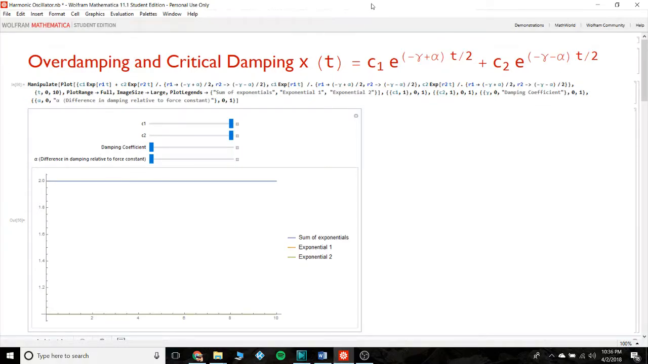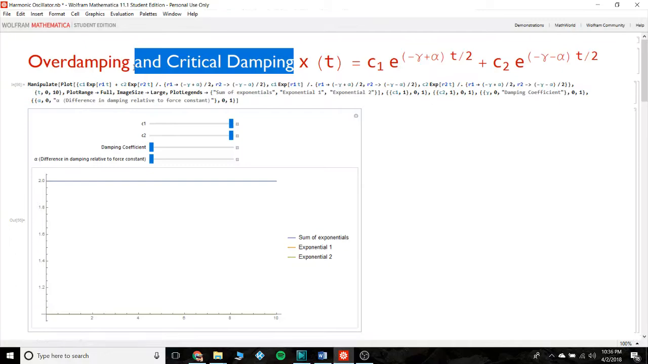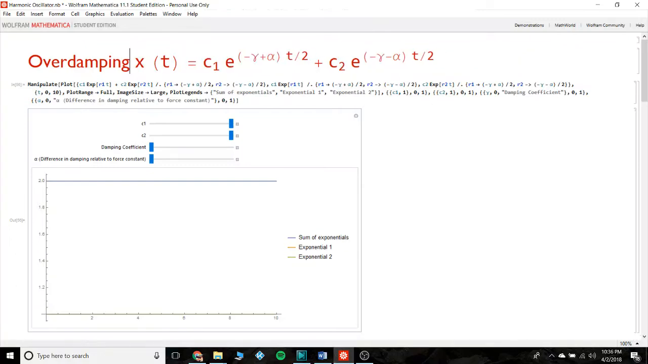So this is a supplementary video to a video I did on the damped harmonic oscillator, and we wrote out the differential equation for the damped harmonic oscillator, and we solved it for the three different cases, and those cases were overdamping, critical damping, and underdamping.